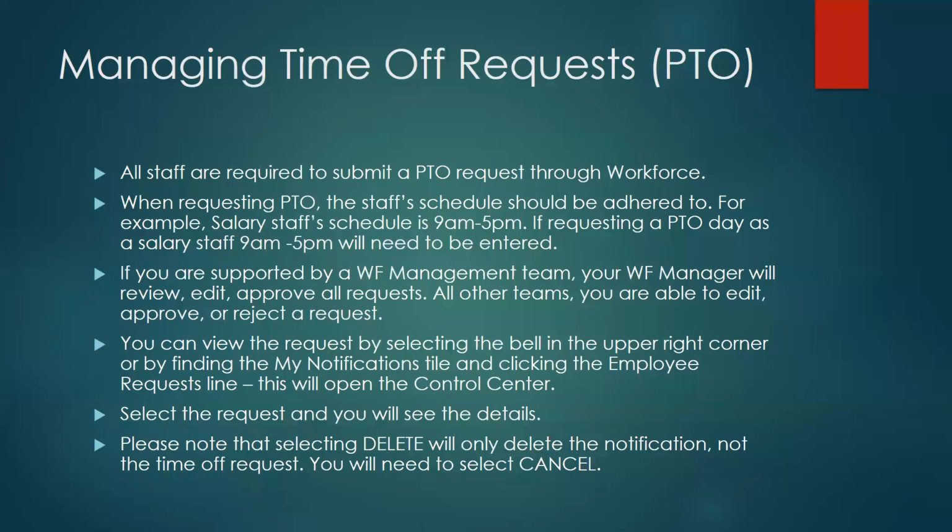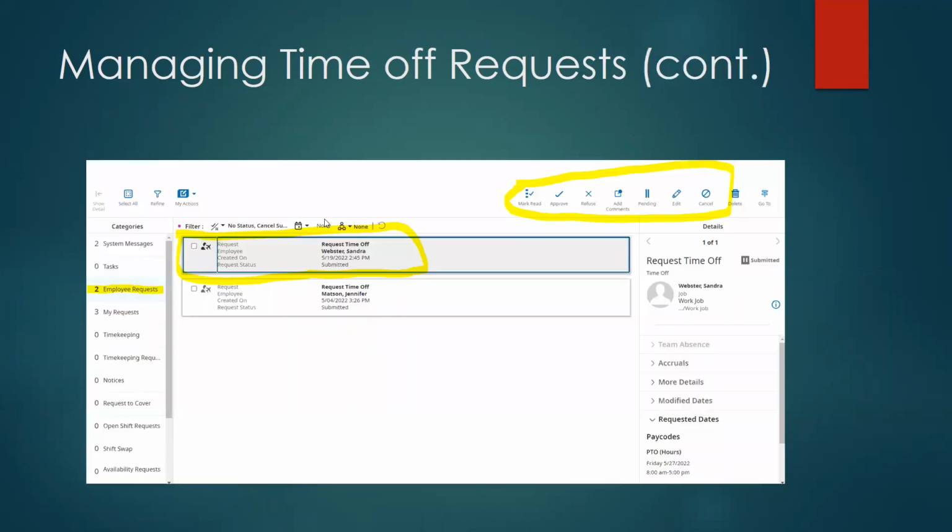If you're supported by a workforce management team, your workforce manager will review, edit, and approve PTO requests from staff. All other teams, you're able to edit, approve, or reject a request. So you can view the request by selecting the bell in the upper right-hand corner, or by finding the My Notifications tile and clicking the Employee Request line, and that will open the control center. Select the request, and you're going to see those details.